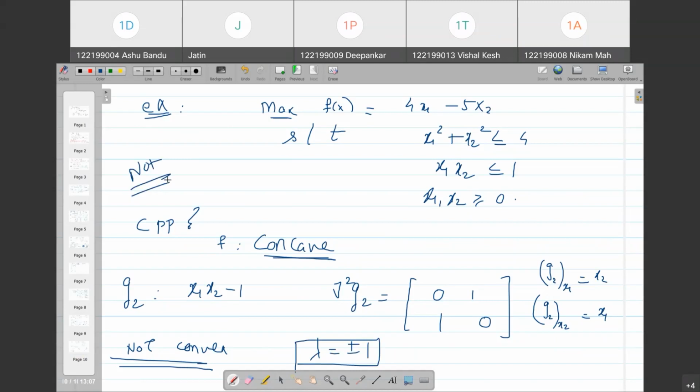Is this example clear? Can I get a thumbs up if it's clear?